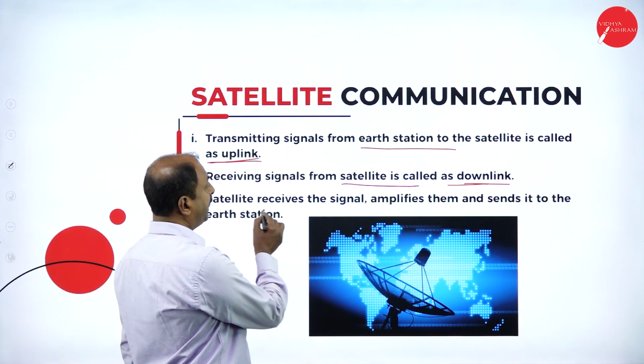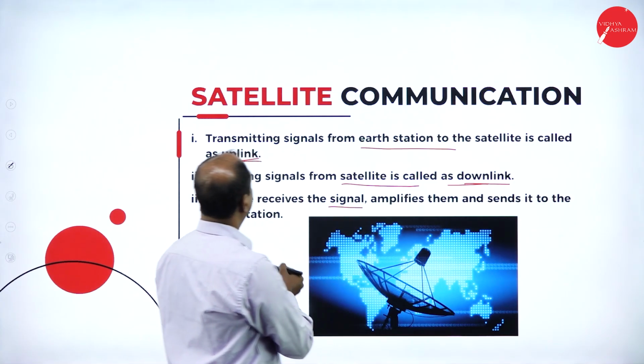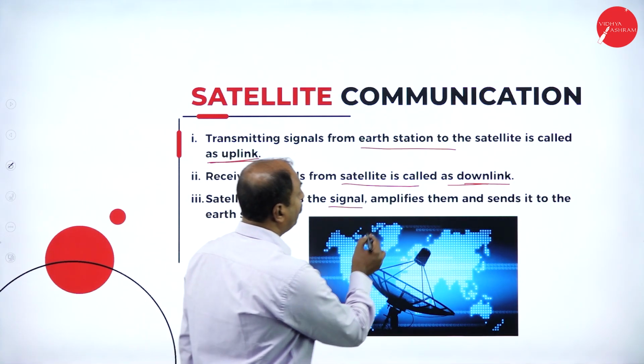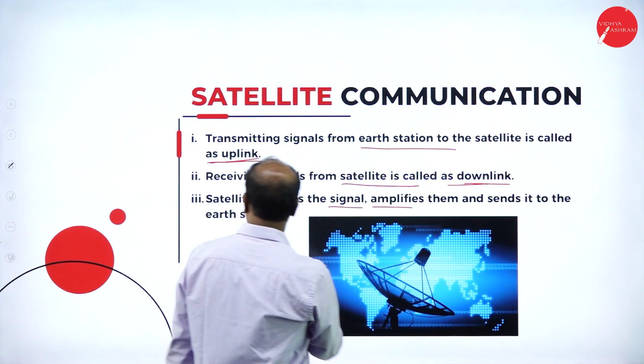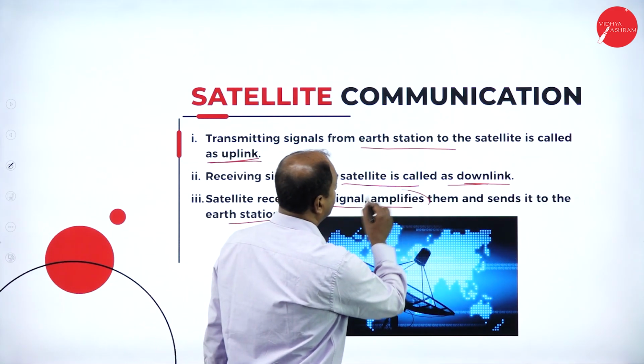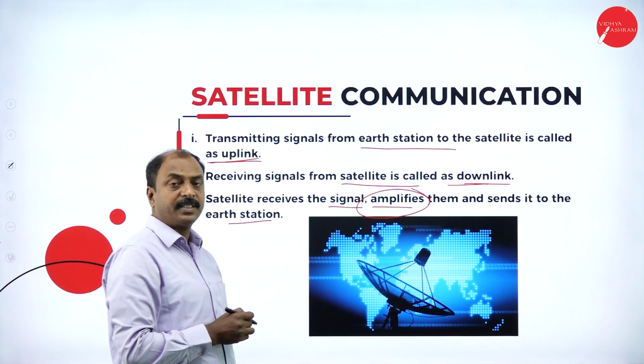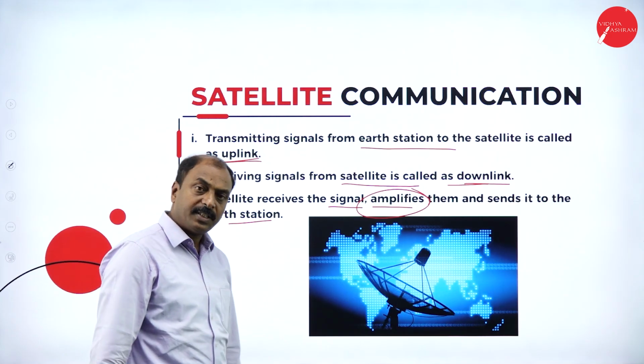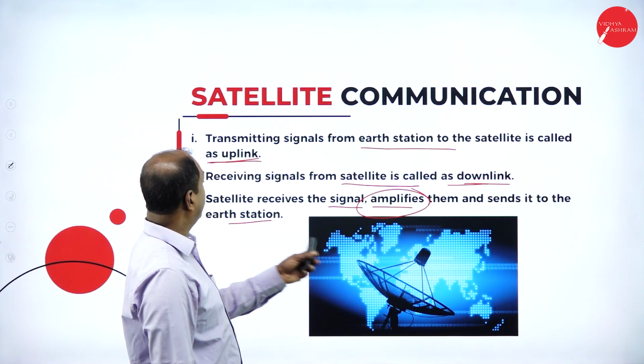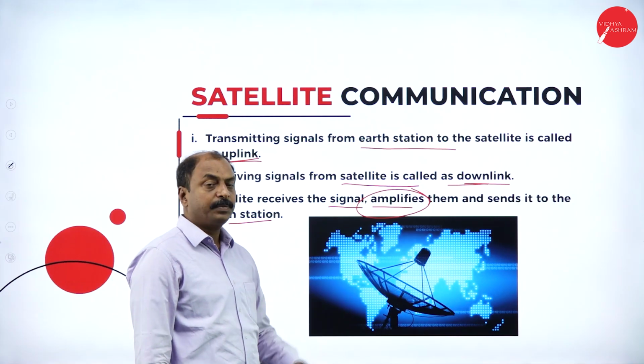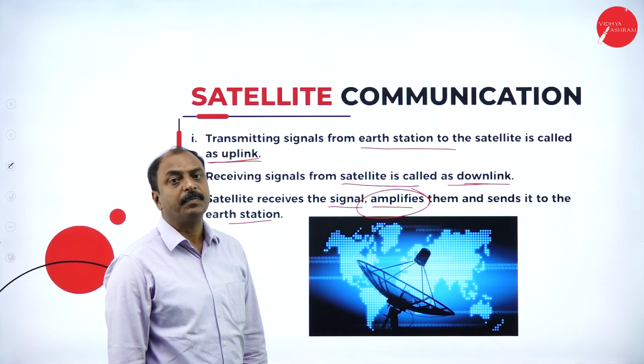Here, the satellite receives signals from the Earth station through uplink and amplifies them, then sends them back to the Earth station. Amplifying means strengthening the signal and transmitting it back to the Earth station. That is how the transmission takes place through satellite communication.